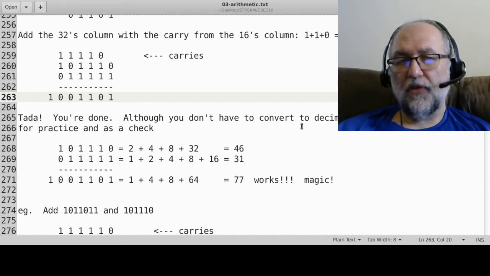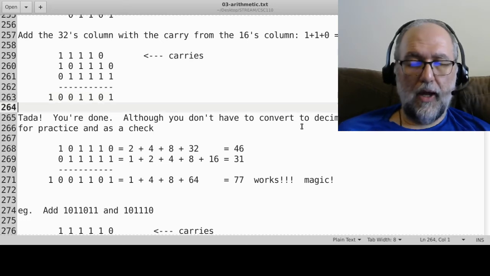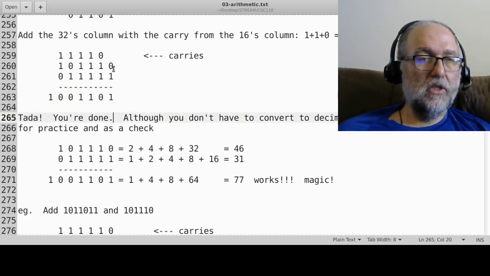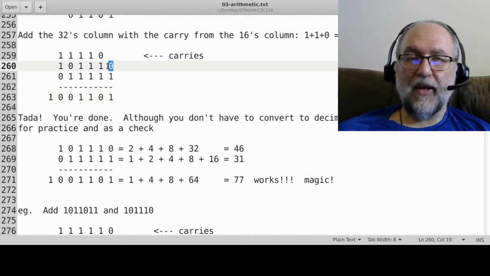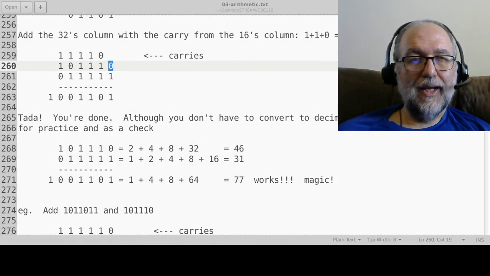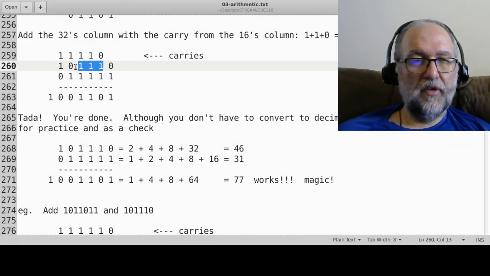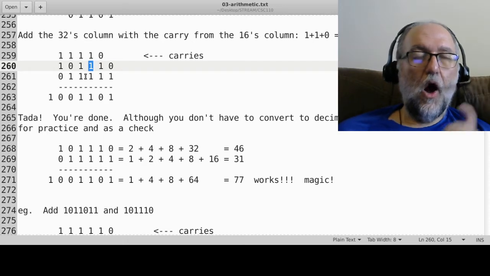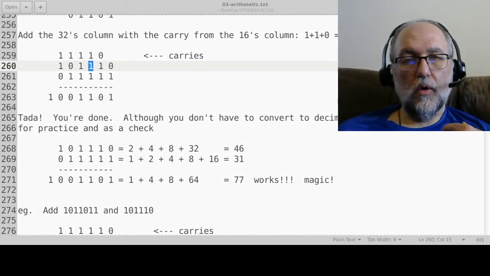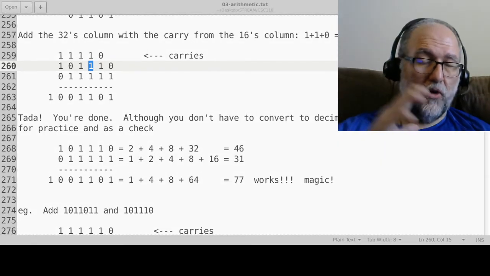Just be careful of the usual things. I think you're probably good at this, you understand it. So the least significant figure, that is the ones column, is to the right. It's the furthest to the right, and as you move over to the left, you go to higher and higher significant figures. So this is like the 2s column there, the 4s. Okay, so when you add, you start from the right and you go to the left.